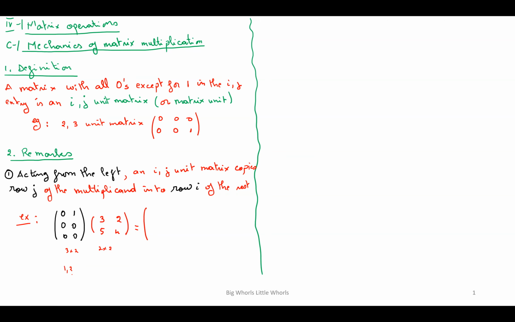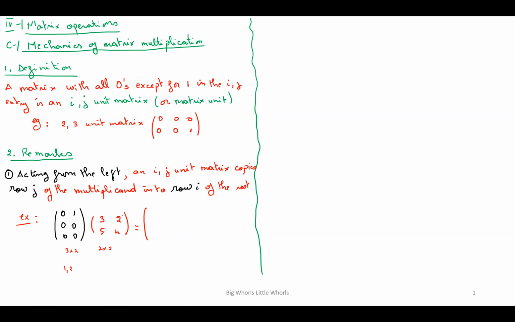What the remark says is that if you multiply from the left, it acts on the rows. So as you can guess, from the right, it acts on the columns. Here, it says that it will copy row j into row i, so it will copy row 2 into row 1.